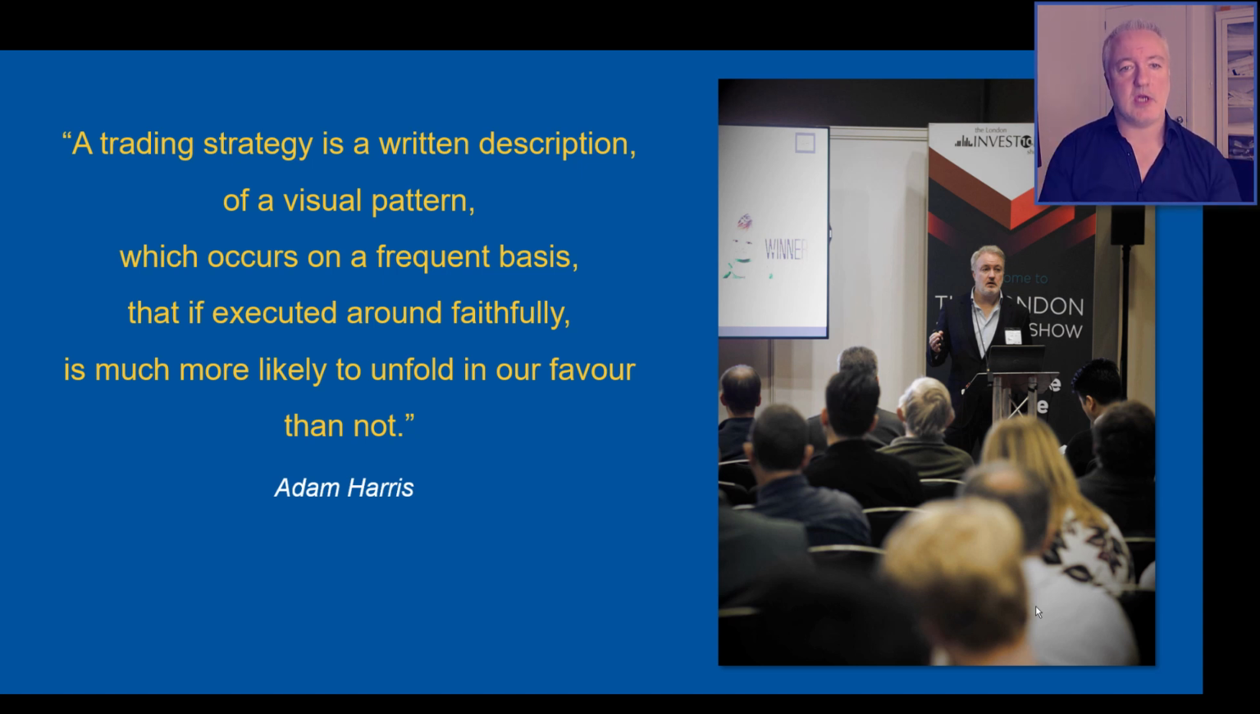So a strategy is a written description that describes a list of criteria that surrounds a pattern that occurs frequently or is correlated with a particular formation that occurs on the charts if you're a technical trader. And if it is executed faithfully, so we put our entry and our stop loss in the right place, it is just much more likely to unfold in our favor than against us. It's not a guarantee, but statistically, way more than 50% of the time it should unfold in our favor. 60%, maybe 65 or 70% of the time it should unfold in our favor, and the profits should be greater than the losses when it doesn't go our way. That's really what a strategy is.